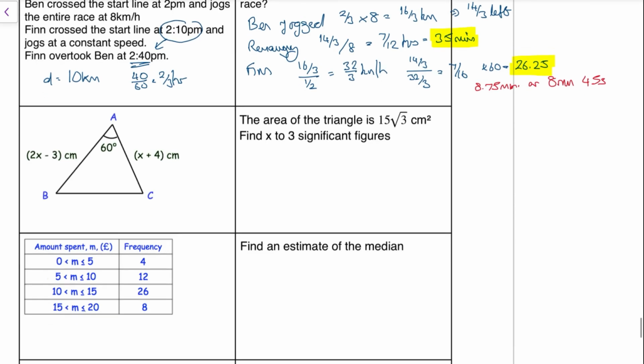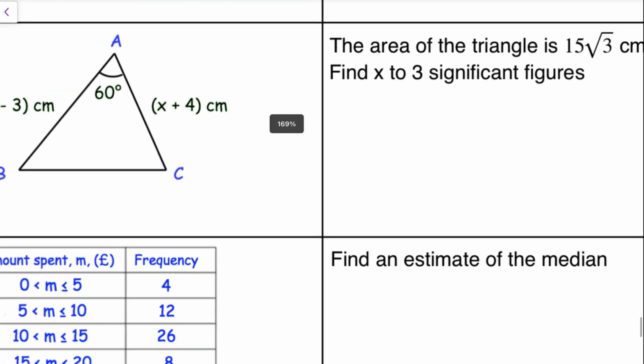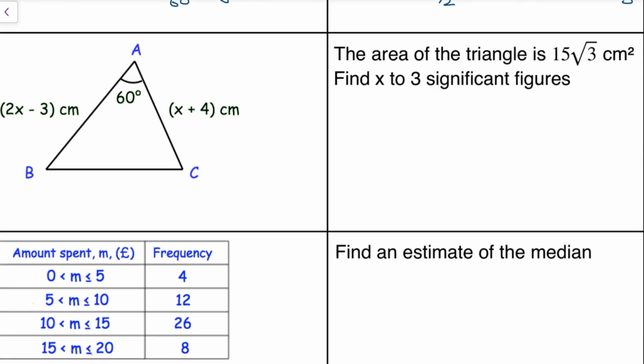Good question. Next one. Okay, we've got a triangle. So the area of the triangle is, I'm going to zoom in a bit, so the area of the triangle is this, find x. Okay, so we're back to fairly straightforward questions. So I know from the sine rule that half times (2x minus 3) times (x plus 4) times sine of 60 is equal to 15 root 3.